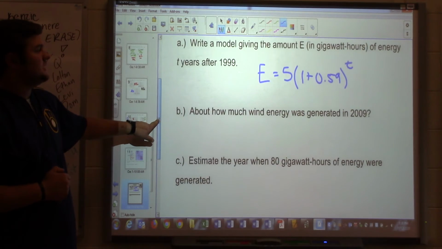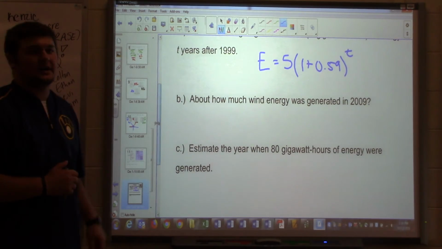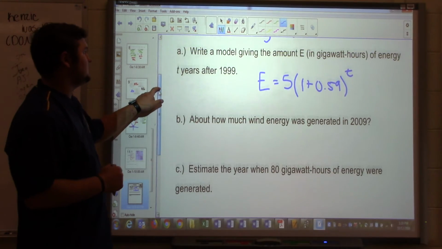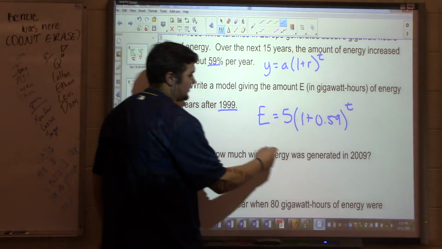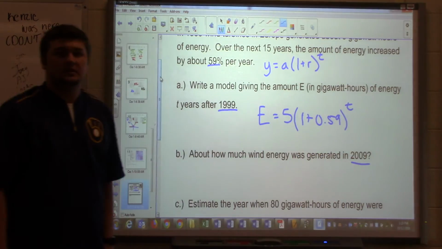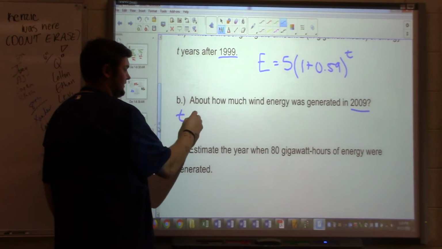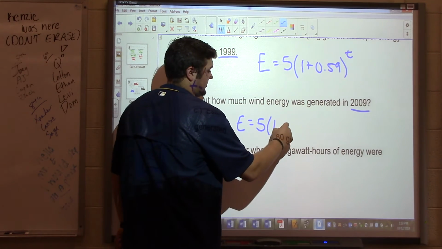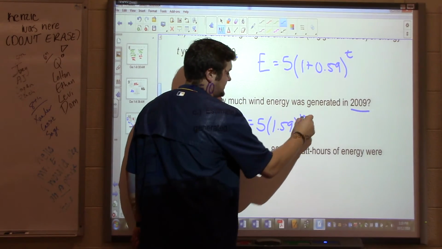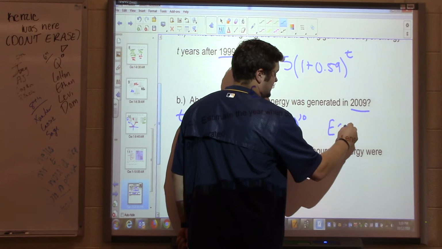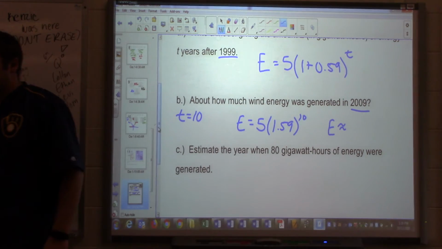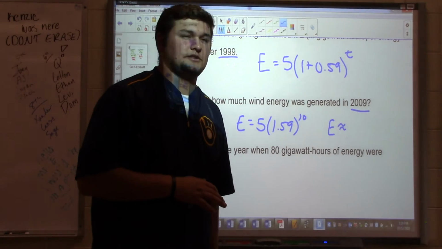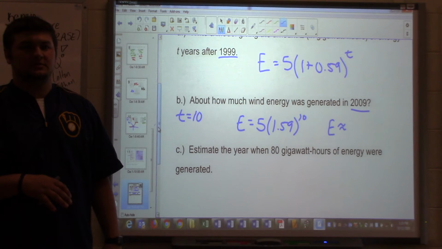Great. Second part asks me, how much wind energy was generated in 2009? Well, I started in what year? 1999. I'm going to 2009. 10 years, so T equals 10. Just plug it in. E equals 5 times 1.59 to the 10th power. So E should be approximately, let's say to the 10th place.